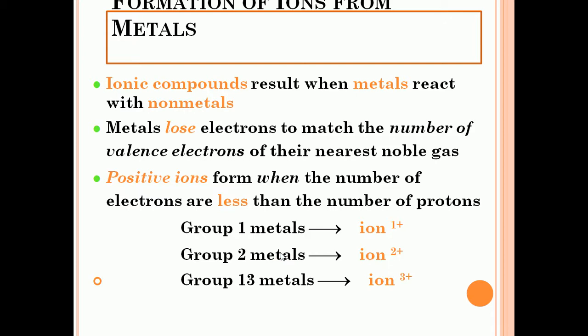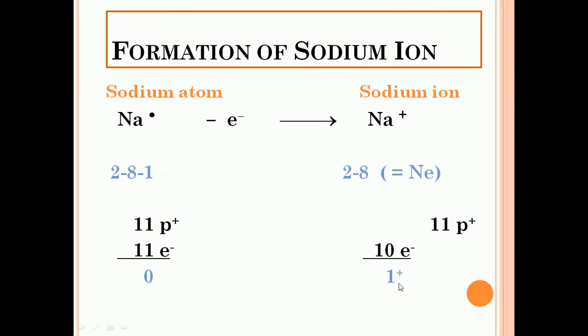Formation of ions. An ionic compound results when a metal reacts with a non-metal. The metal loses electrons and the non-metal accepts electrons. A positive ion forms when the number of electrons is less than the number of protons. First group elements contain 1 electron, second group metals contain 2 electrons, and third group metals 3 electrons. For example, let us consider sodium. It has atomic number 11, the distribution of electrons is 2, 8, 1, and the last shell contains 1 electron.